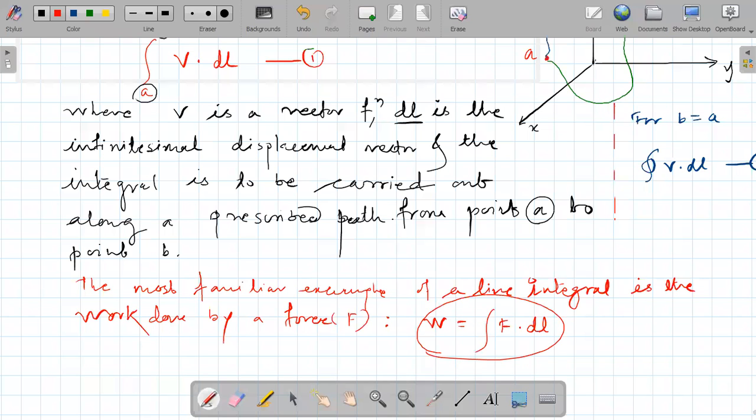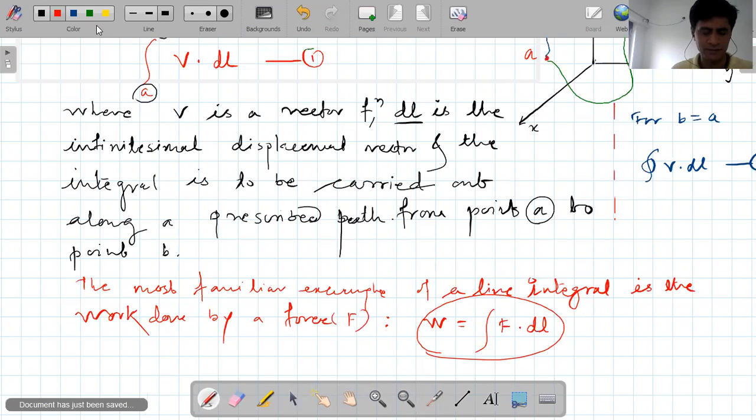Understood up to this level? Yes, sir. So in the exam, if I ask what is the example of line integral, you should write work done by a force, that is force into distance. I think there is no query up to this level regarding line integral. Yes or no? Can I proceed to the next point?